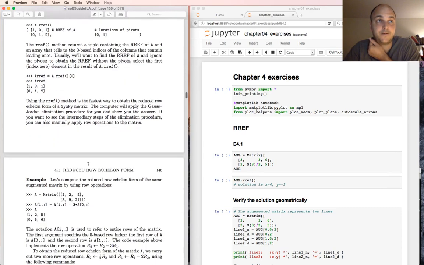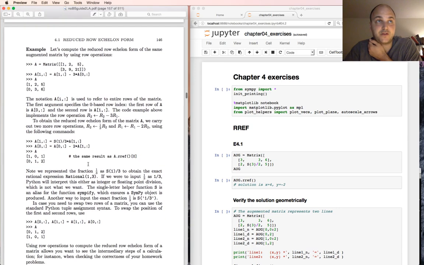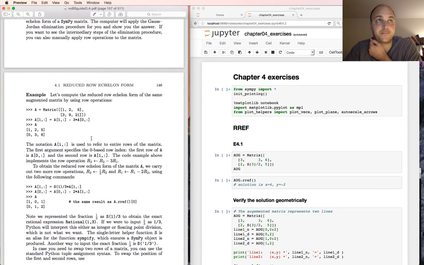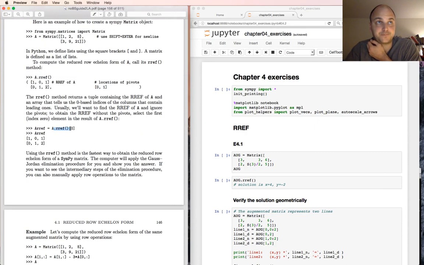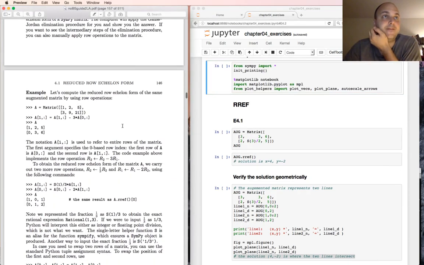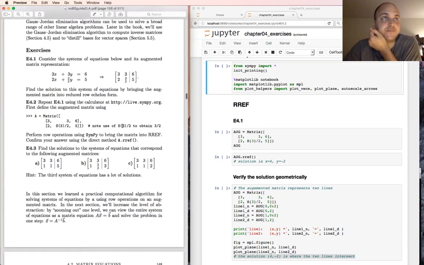So in general, you can do row operations to solve systems of equations, which is shown here. But on the computer, there's actually a shortcut. All right, let's switch to the notebook. So what's going on here is the exercises for chapter 4. We're starting off really smooth with a few simple exercises. Let's look at them here.